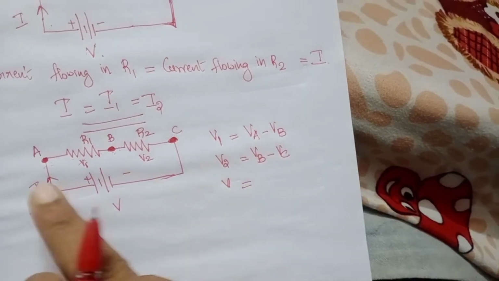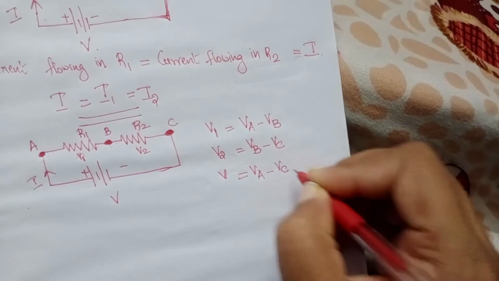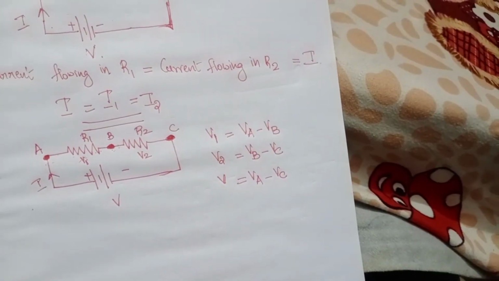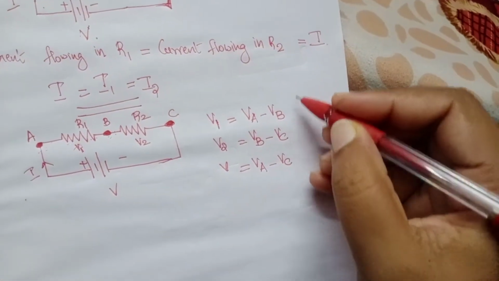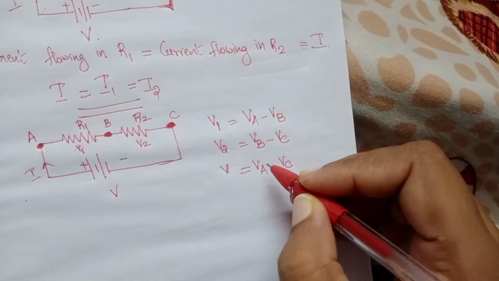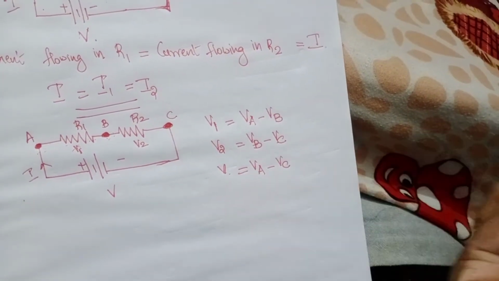Total voltage is connected between the 2 points A and C. So, that is VA minus VC. Correct? That is VA minus VC. Now, think about this. Look into it. V1 is VA minus VB. V2 is VB minus VC. And V is VA minus VC.